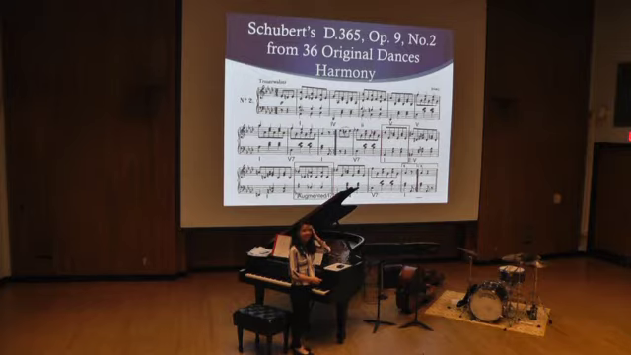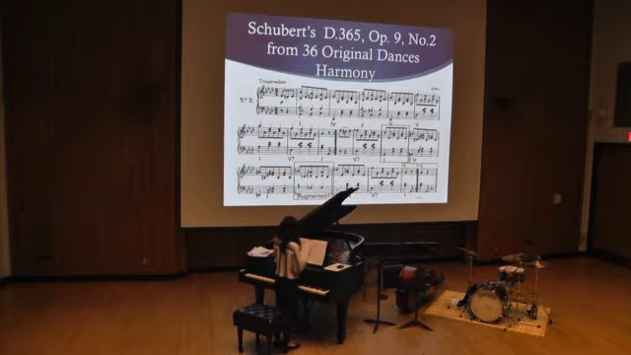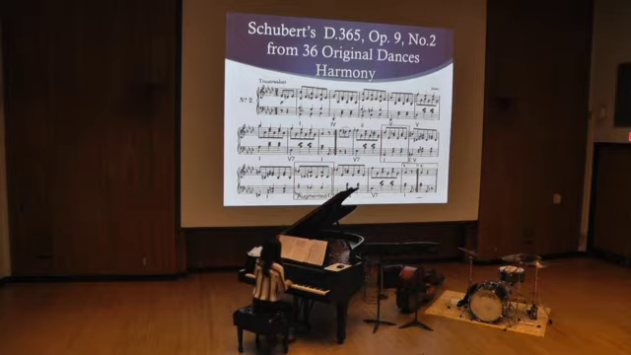I know. So I'm going to talk about the next piece, Schubert's D365, Opus 9, number 2. It's from the 36 Original Dances. So I'm going to talk about the harmony first. As you can see, there are two sections, and the first section is very straightforward. It established the key of A flat major.